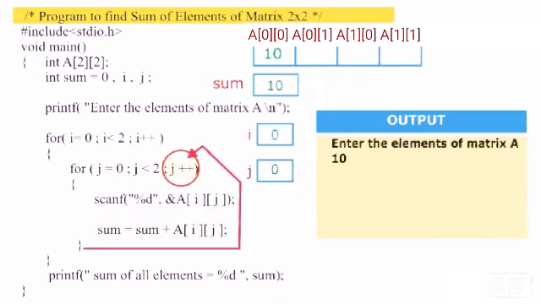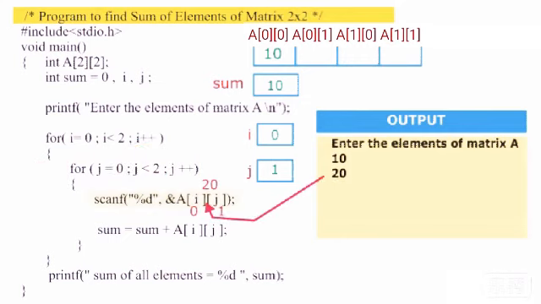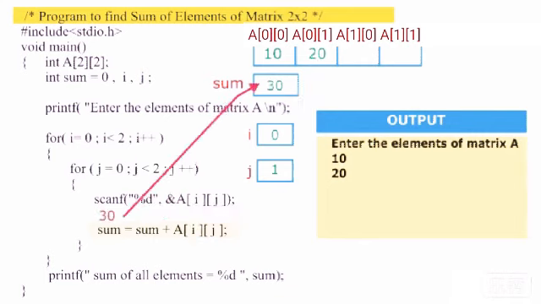Increasing the value of j, it becomes 1. 1 is less than 2. Condition is true. Getting entry in the inner block again. Reading the value of A of 0, 1 from the user, that is 20. Now sum is equal to old sum, that is 10, plus the value of A of 0, 1, that is 20. Result 30 will be copied to the new sum.